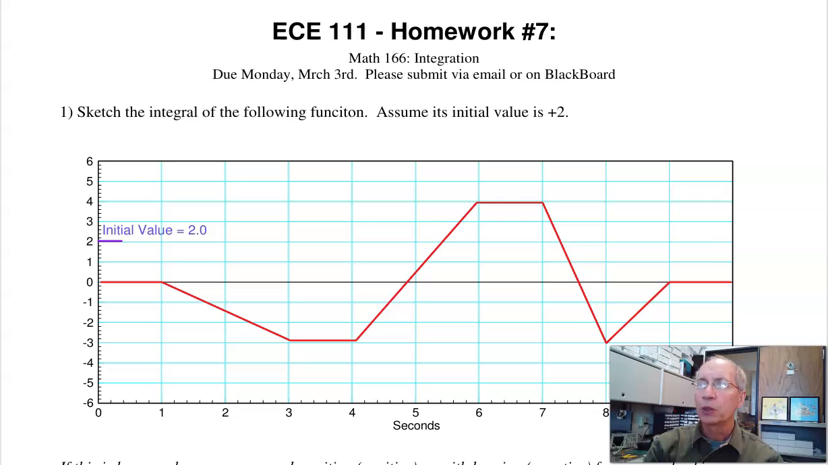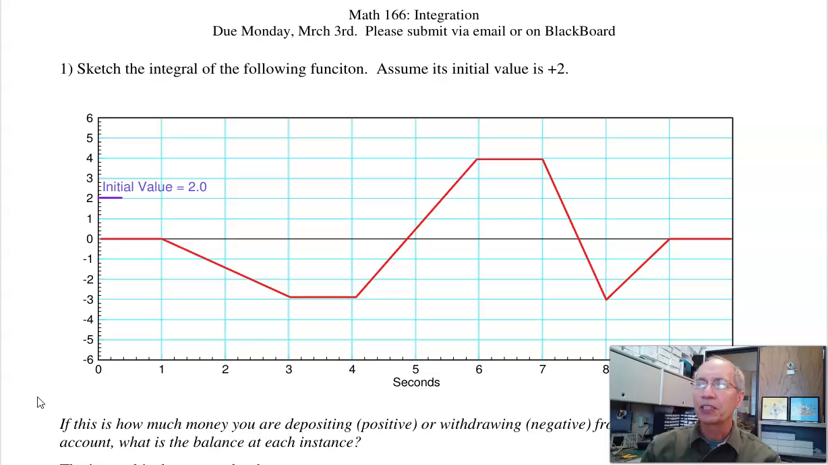Here are solutions to homework set number 7 for ECE 111. In this homework set, we look at using Matlab to integrate different functions. Now, the first problem isn't really a Matlab problem. It's more just sketching integration.